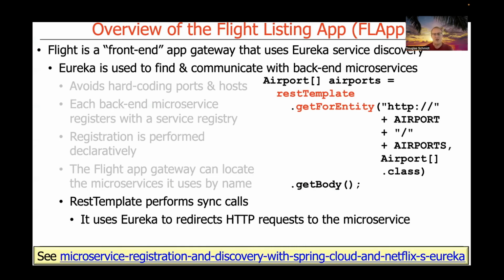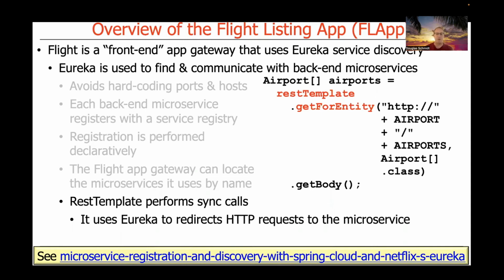The way this works under the hood is it uses Eureka to redirect the HTTP request to the registered airport microservice. So this whole thing, of course, assumes that we've already registered the airport microservice by some combination of annotations and property files, and we've got things up and running and so on and so forth. And so when this call is made, we don't have to put in the actual name or port.